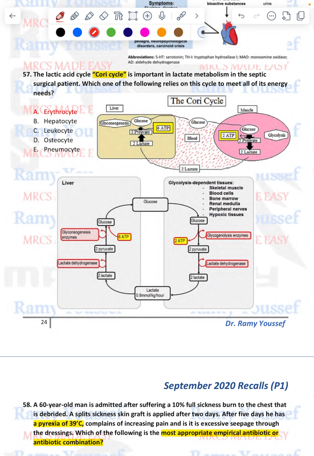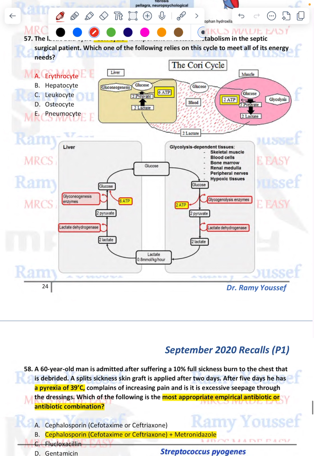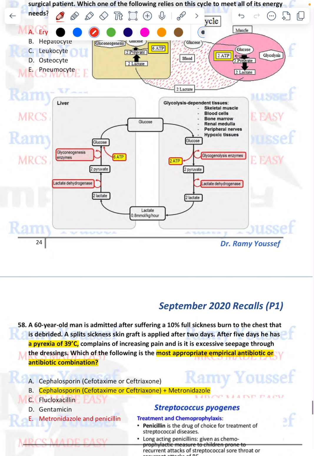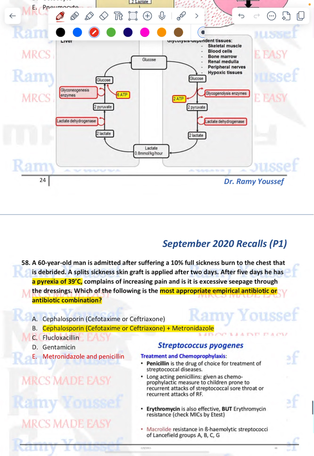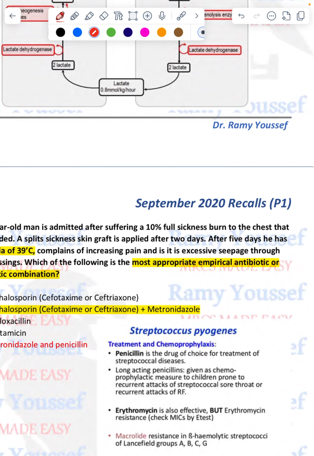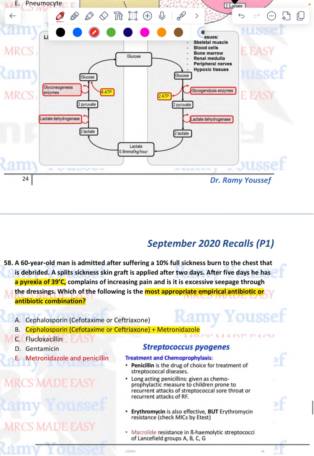So with 5 days of seepage, Pseudomonas infection is there if it is green in color. The antibiotics required would be a cephalosporin and metronidazole against Streptococcus pyogenes. Metronidazole and penicillin. Treatment is penicillin, the drug of choice for streptococcal infection.